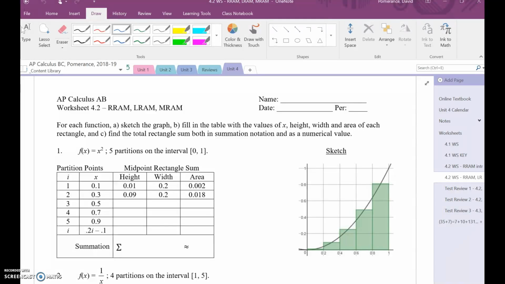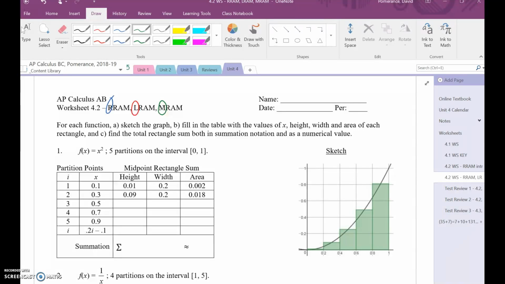This one is going to be showing you how to get through 3 different rectangular area methods. That's what the RAM stands for. The R, L, and M at the beginning are right, left, and midpoint. So we've got the right rectangular area method, the left rectangular area method, and the midpoint rectangular area method. And each one of these is going to be a way of approximating the area under a curve, which turns out is a very common calculus question that you're going to be asked to solve.